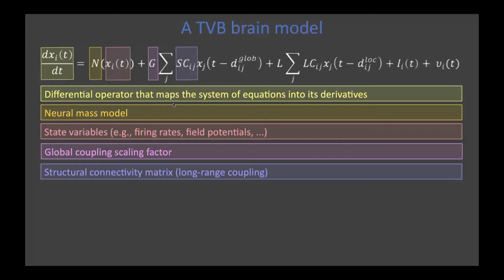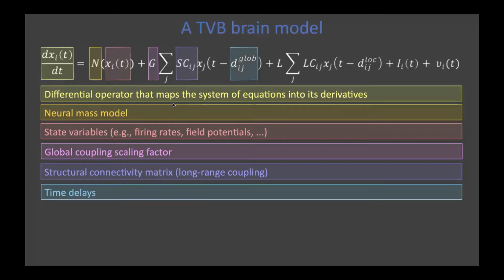So this is a very important input for TVB, and everything depends on it. And this is also called long-range coupling. Long range because it can be a really long connection sometimes between two regions. And then we have the time delays, which can be very important as well.